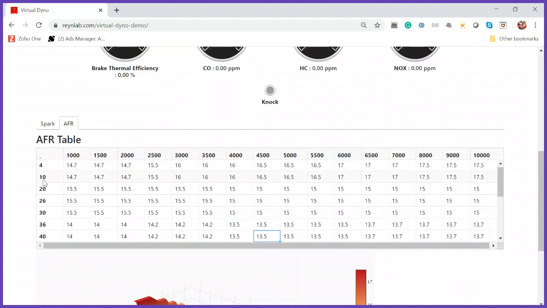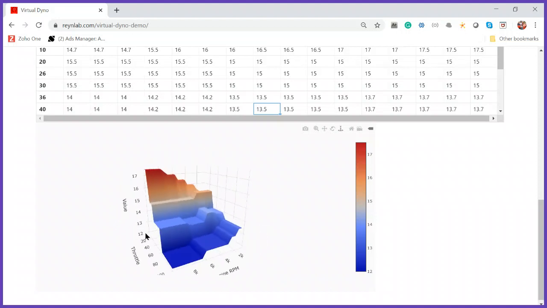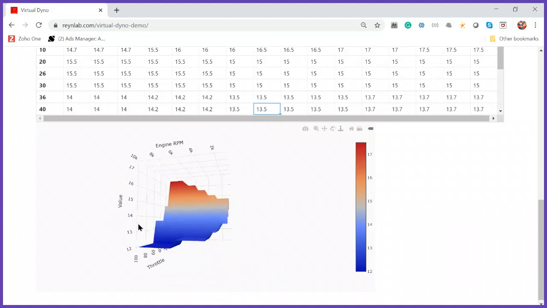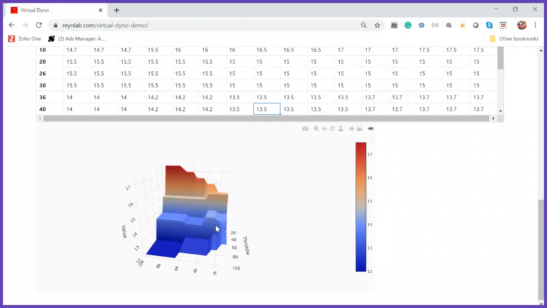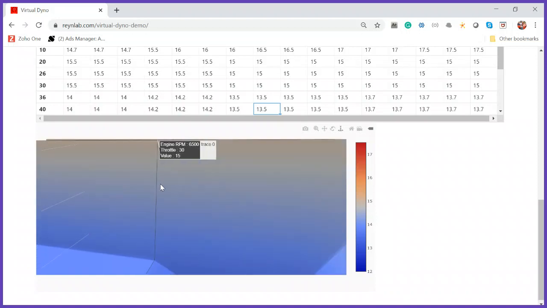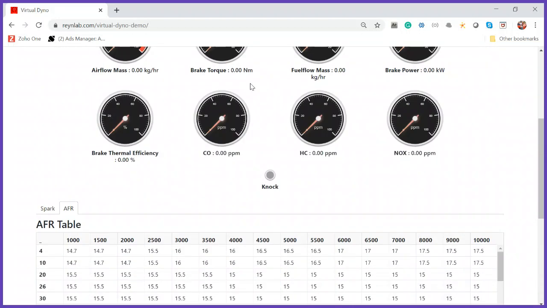And the third portion is a three-dimensional graph of your calibration table: engine RPM versus throttle and whatever values you have logged in here. It helps you trace the values. Okay, so let me just go back and probably run a simple test for you.